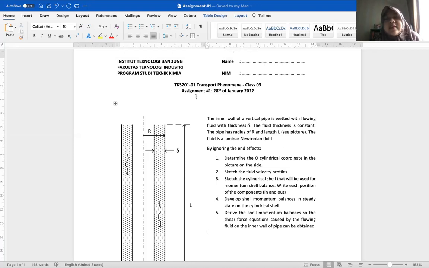Actually, what is the difference between this case and the previous one, with the cylindrical tube? Let's talk from the concept.